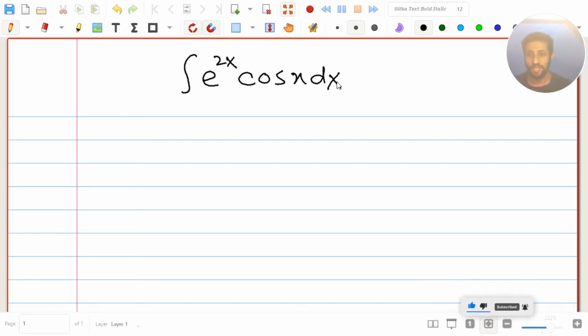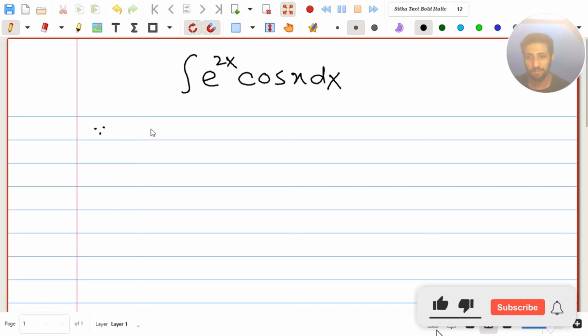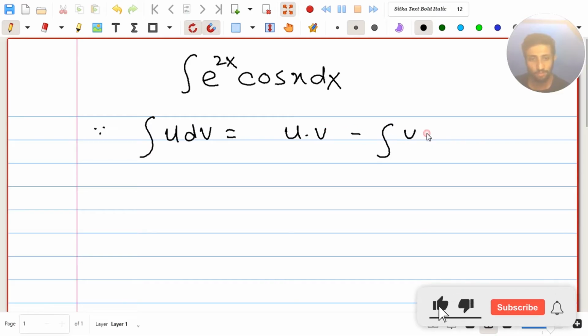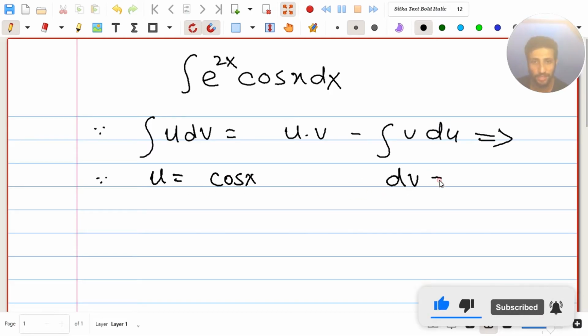So what integration by parts says is that the integration of u dv is simply equal to uv minus the integration of v du. Now I am assuming that you all are familiar with this integration by parts formula. So from here my u is equal to cos of x and my dv is simply equal to e to the power 2x.